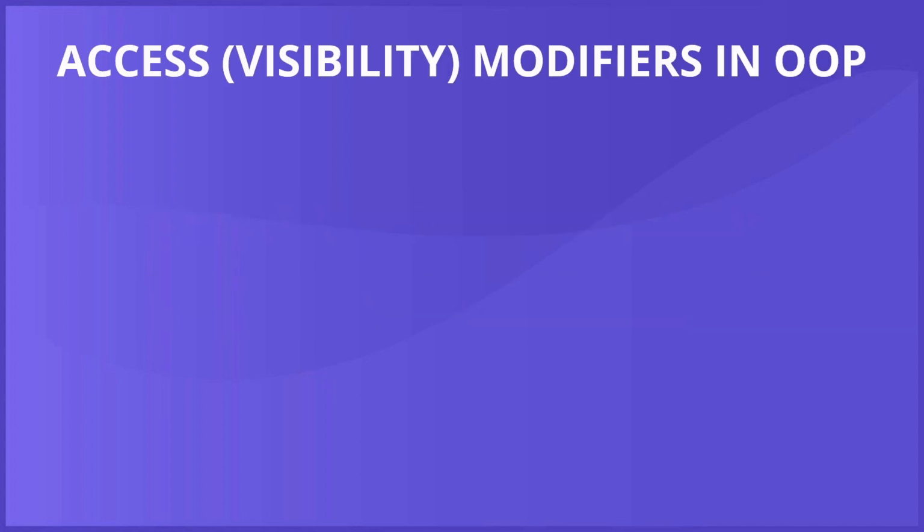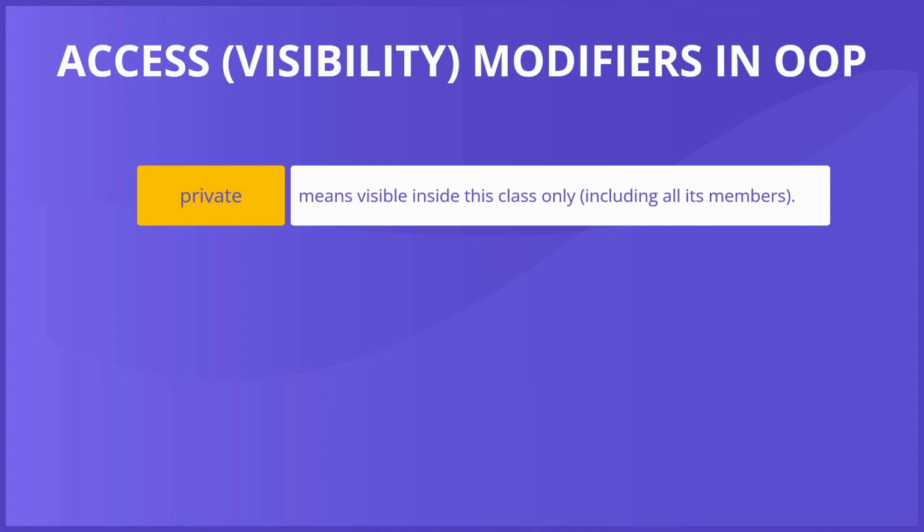The first one is private. So the private access modifier is accessible only within the class. Methods, variables, and constructors that are declared private can only be accessed within the declared class itself, right? The private modifier is the most restrictive access level.